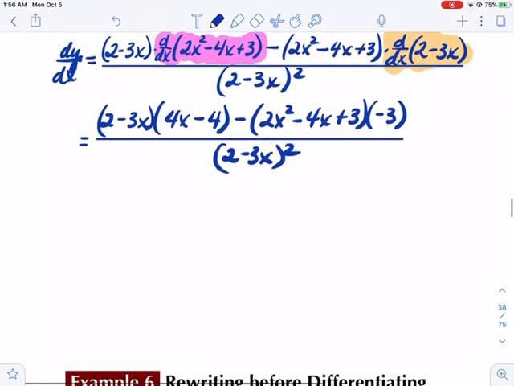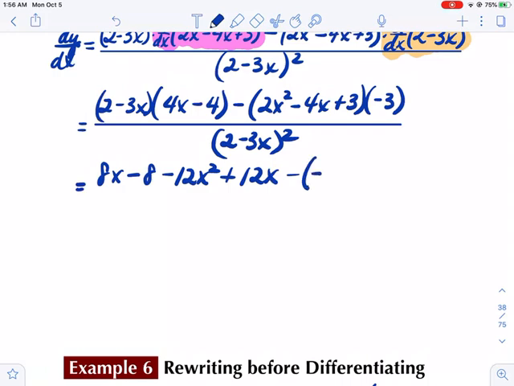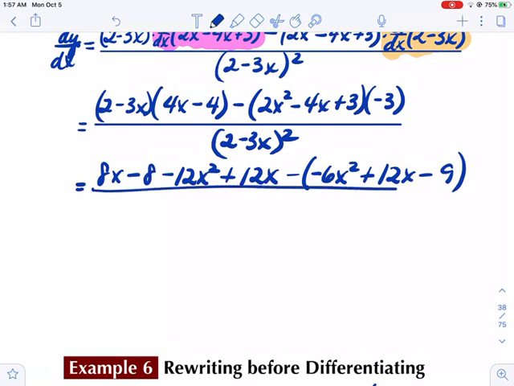Okay, simplifying this further, we get 8x minus 8 minus 12x squared plus 12x minus, and I'm going to put a parenthesis around this, so it's going to be minus a negative 6x squared plus 12x and then minus 9. So then that is all going to be over the denominator, 2 minus 3x, the quantity squared.